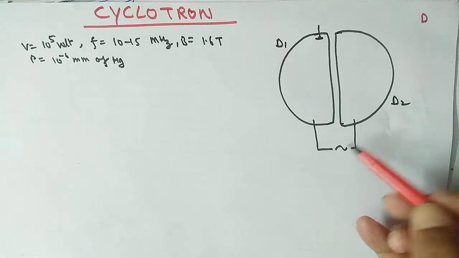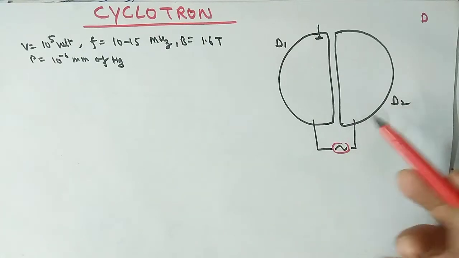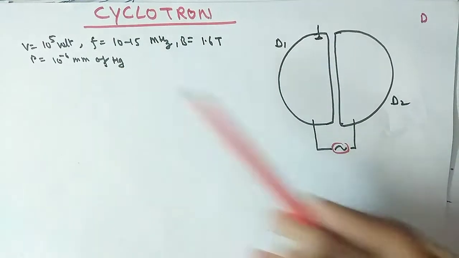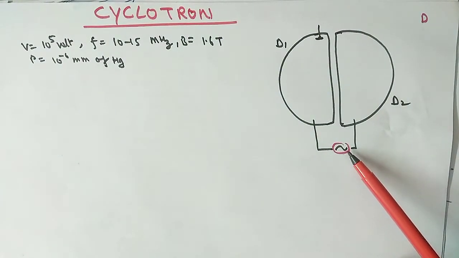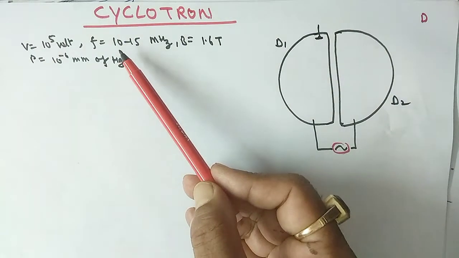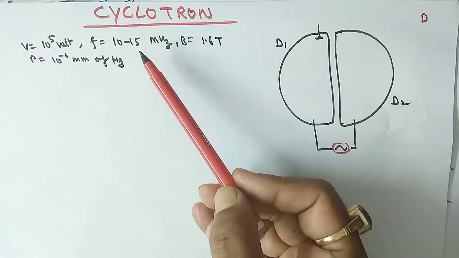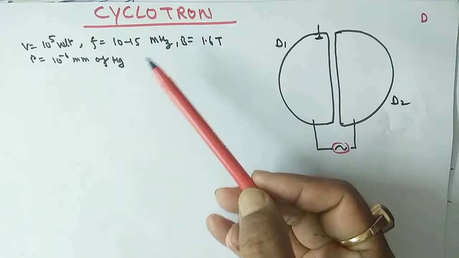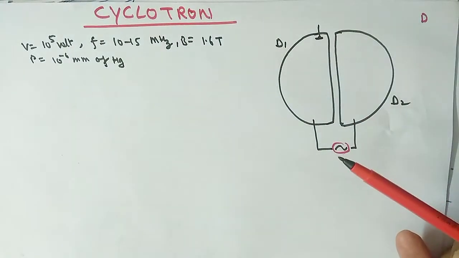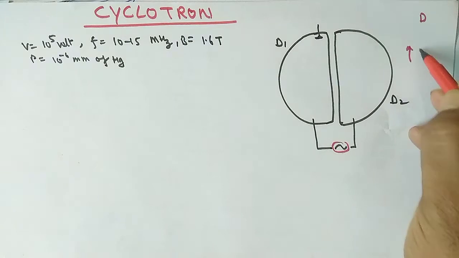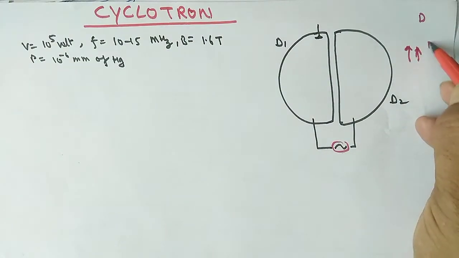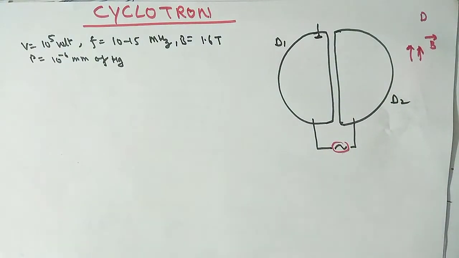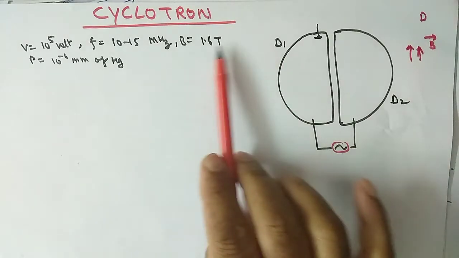AC potential difference is applied across these two Ds, and it is approximately 10 to the power 5 volts, and the frequency of the applied voltage is 10 to 15 megahertz, that is million or mega cycles per second. And we apply a very strong magnetic field, and it is perpendicular also. Remember students, it is a perpendicular magnetic field, and it is of the order of 1.6 Tesla.